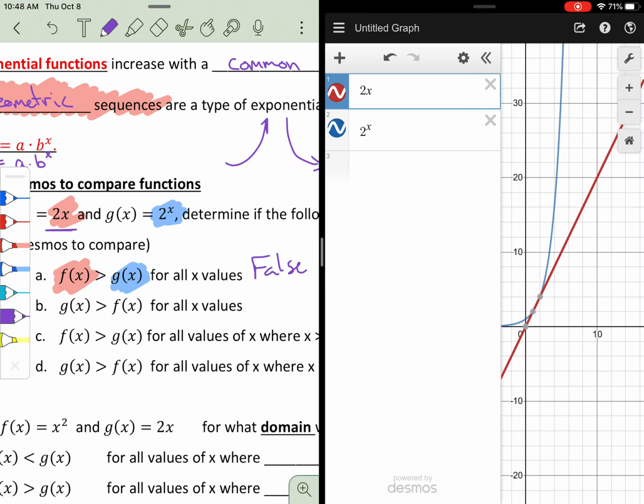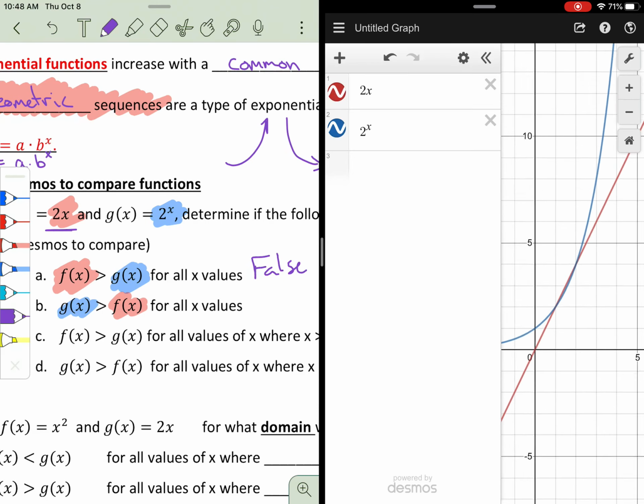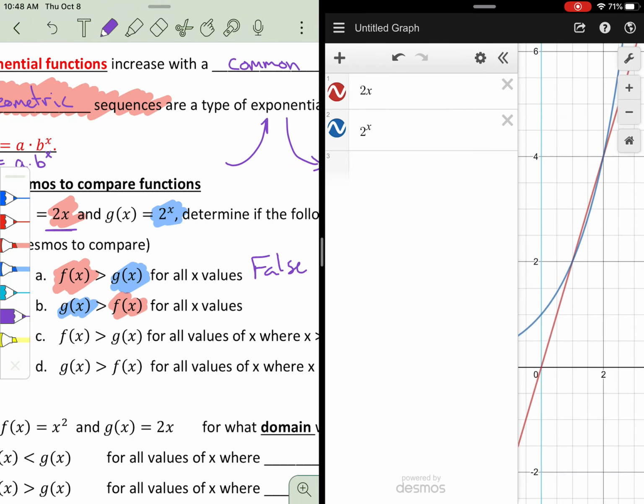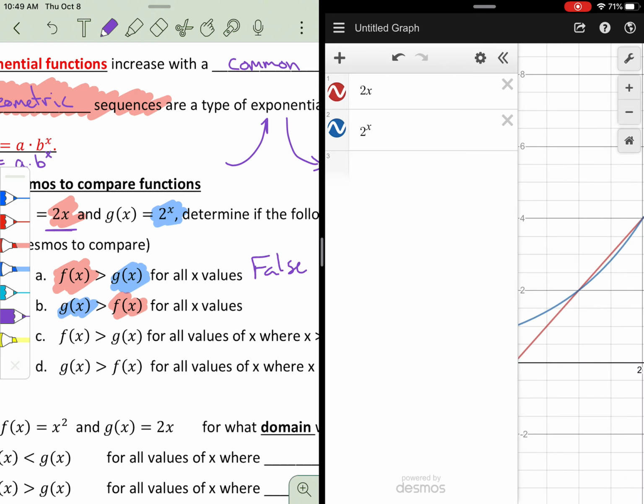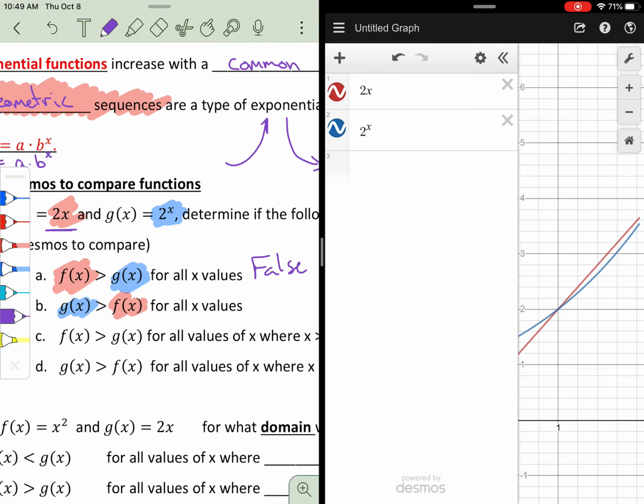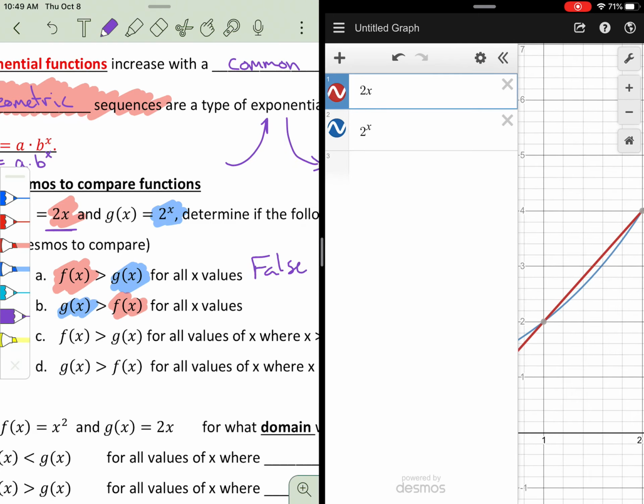So what about the other way? Is the blue bigger than the red at all times? Well, let's look. Kind of looks like that. Let's zoom in and make sure. You can see as I get closer and closer here, there is a point where the red is taller than the blue right here, right? The blue's on the bottom, so that would also be false.